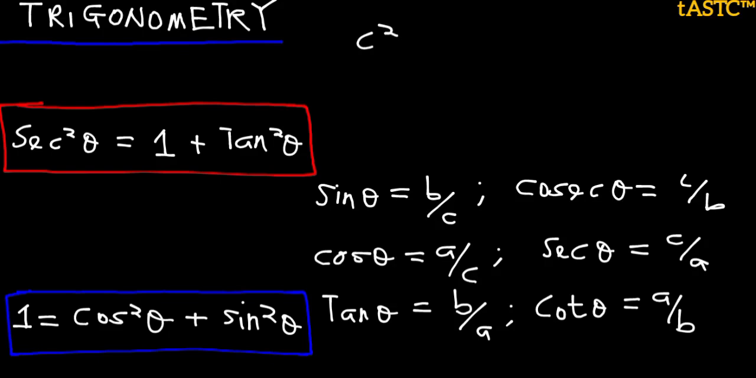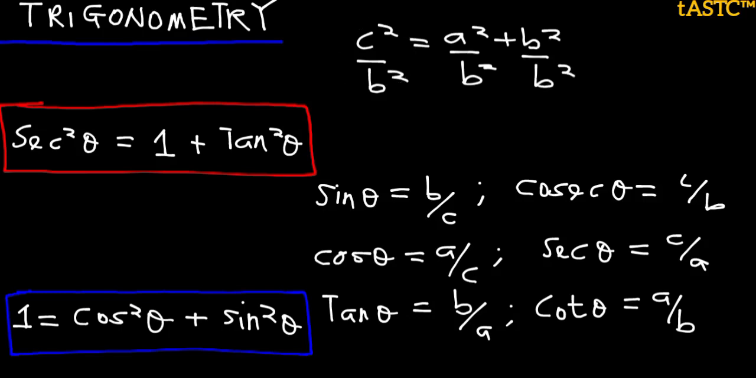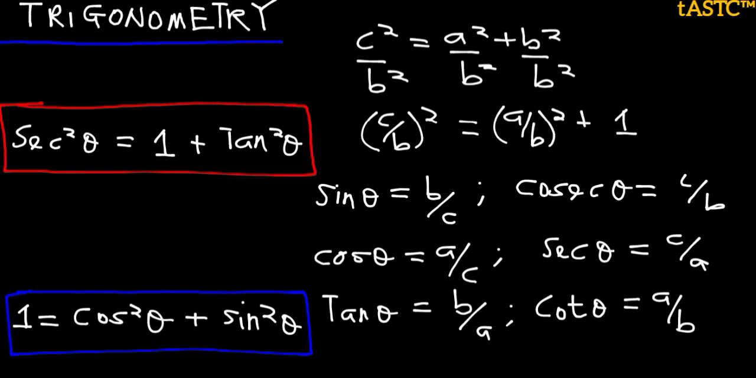So we got c squared equal to a squared plus b squared. Now here we're going to divide through by b squared. So I'm going to have b squared, this is b squared, and this is another b squared. Now here we're going to have (c/b) all squared. And on this other side, I'm going to have (a/b) all squared. And finally, I'm going to have a 1 on the other side. This is b squared divided by b squared, that should give us a 1.